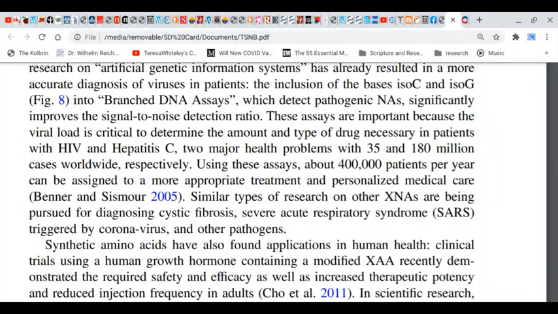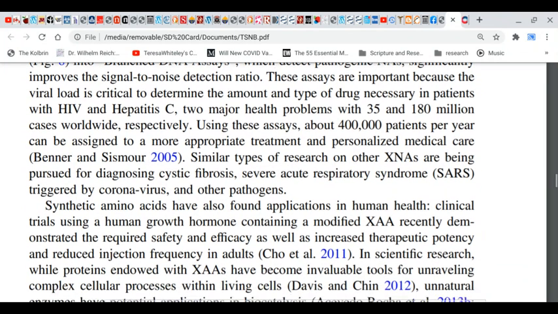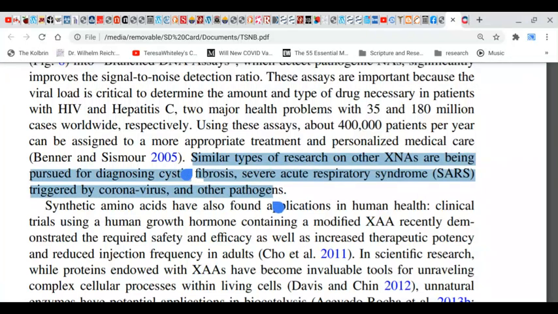Similar types of research on other XNAs are being pursued for diagnosing cystic fibrosis and severe acute respiratory syndrome.